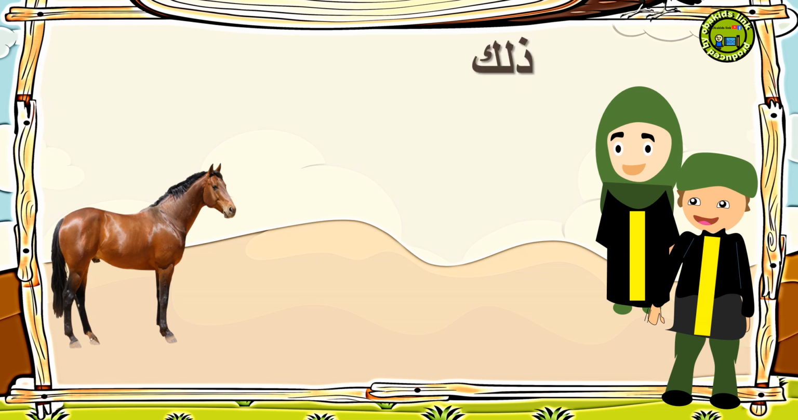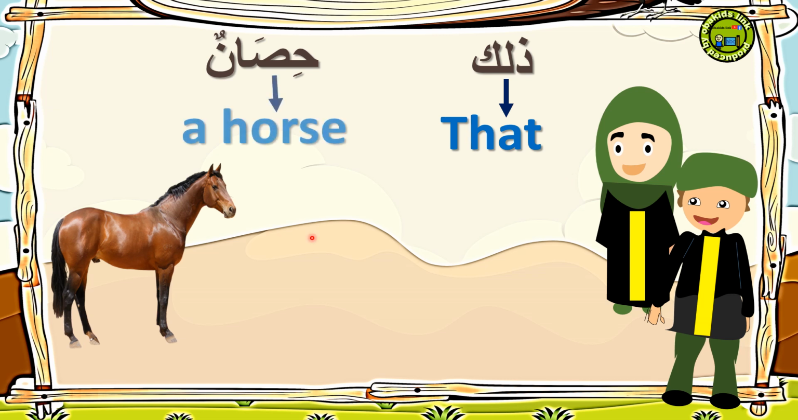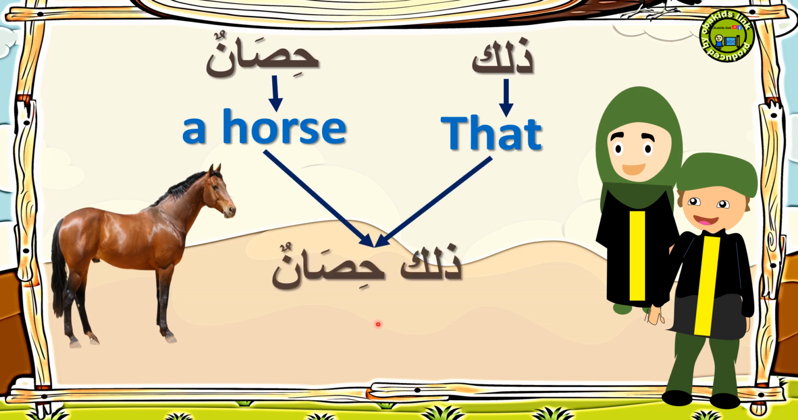This is Zalika. Zalika is a singular demonstrative pronoun which means that. This is Hisanun. Hisanun is a singular noun which means a horse. Now if we join Zalika and Hisanun together, it becomes Zalika Hisanun. Say after me. Zalika Hisanun, which means that is a horse. Let us go to another example.